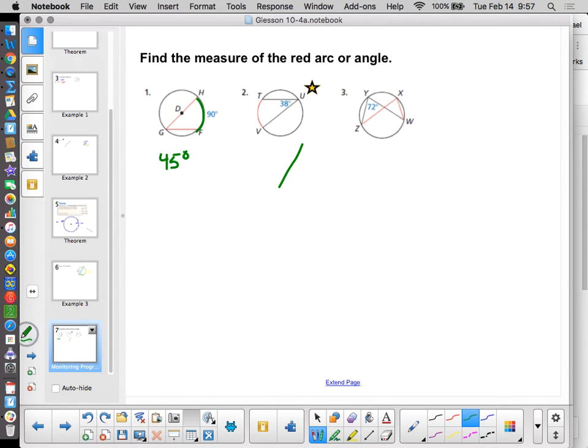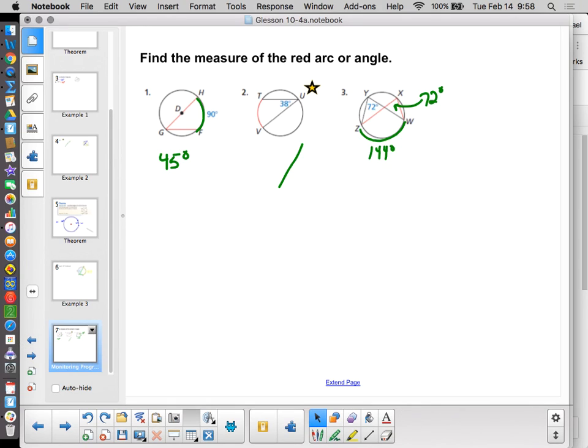Finally, number 3, the red angle here has vertex at X. I know that angle Y intercepts this arc from Z to W, and that angle has a measure of 72, making this arc 144. X also intercepts 144, so it must be the same as Y, or also 72 degrees.